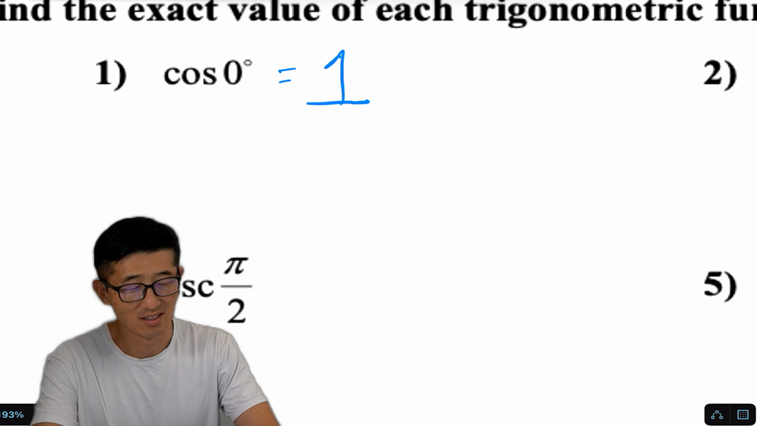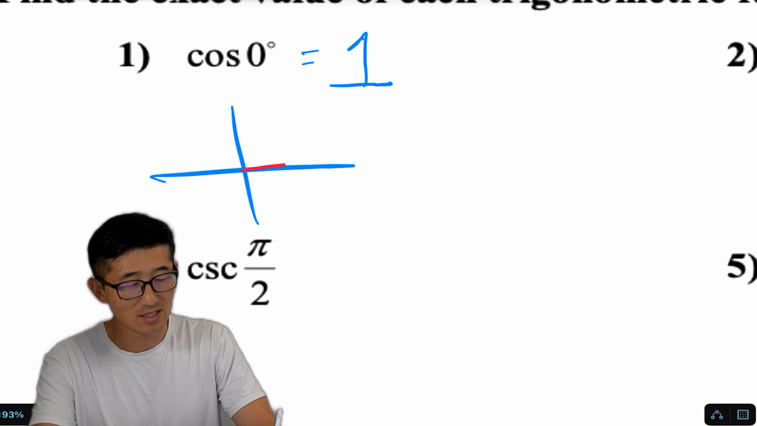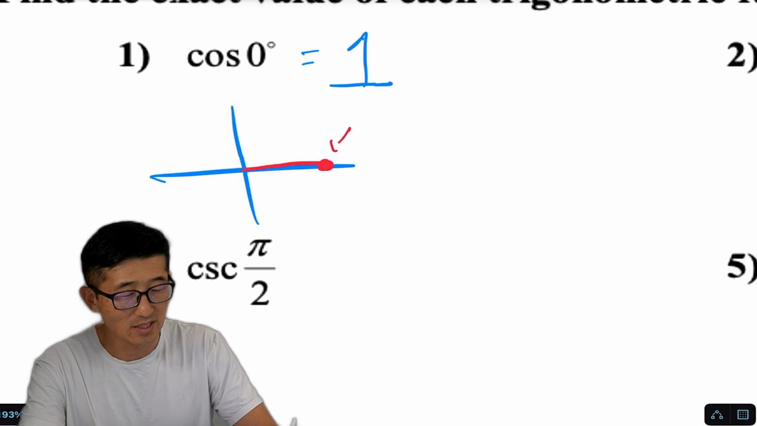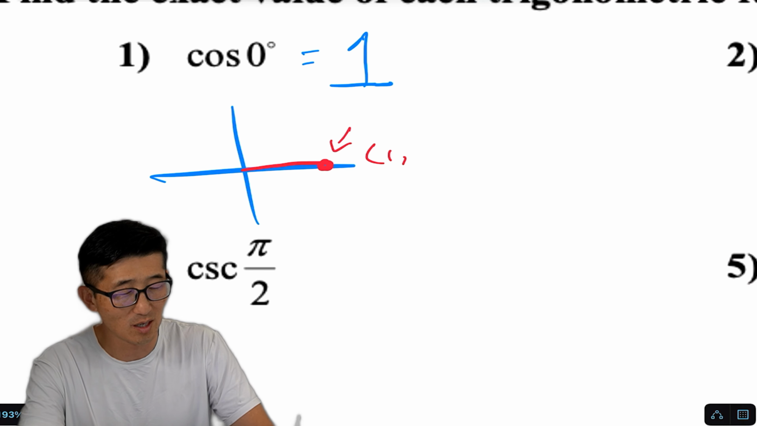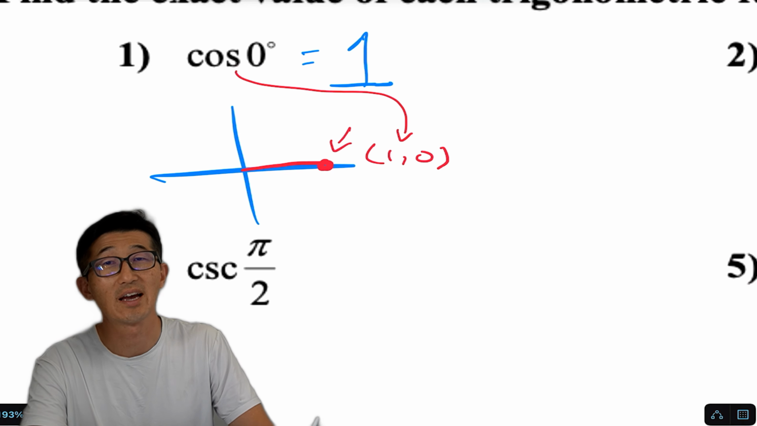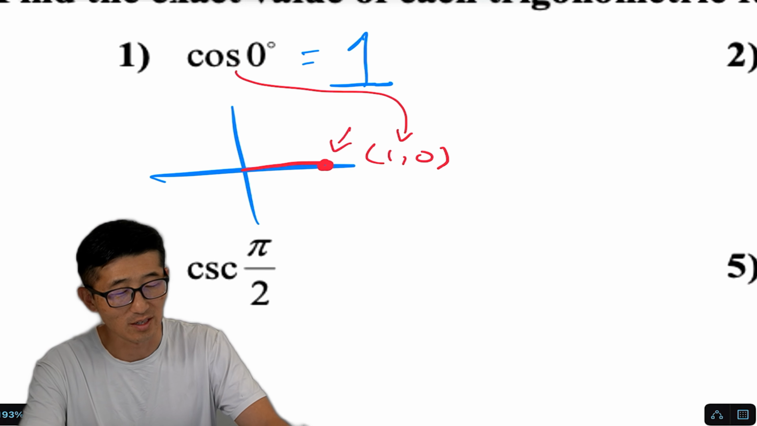Okay, look. I kind of just skipped that one. The radius is sitting at 0 degrees, right? What is that coordinate right there? 1, comma what? Cosine values are x coordinates. So what's the x coordinate right there? 1.